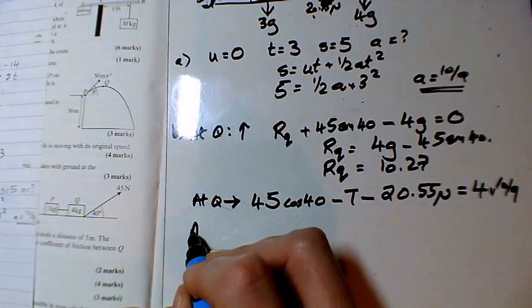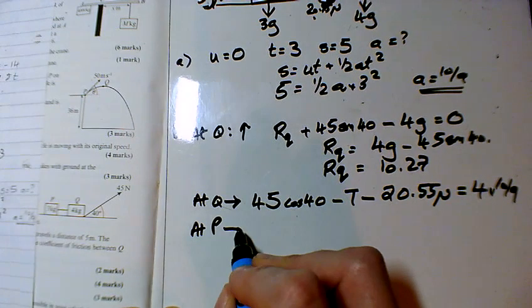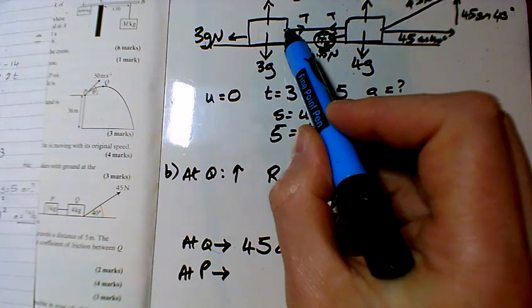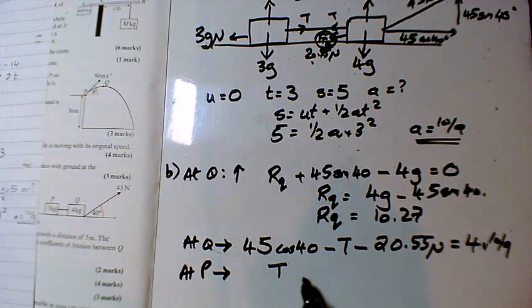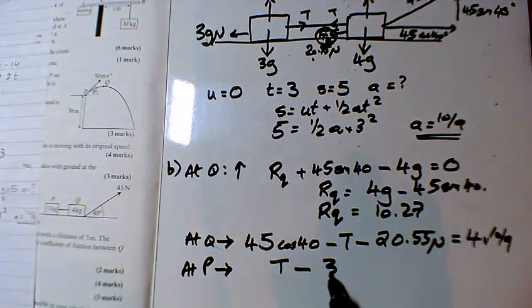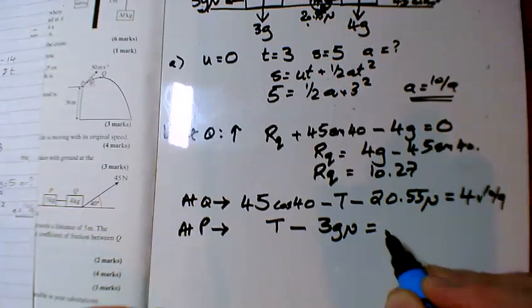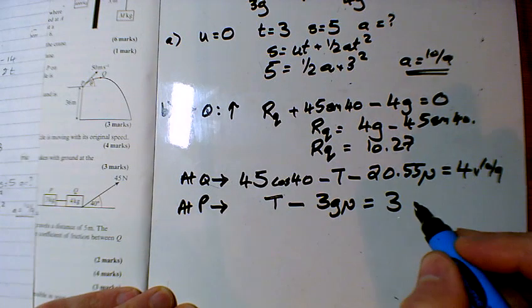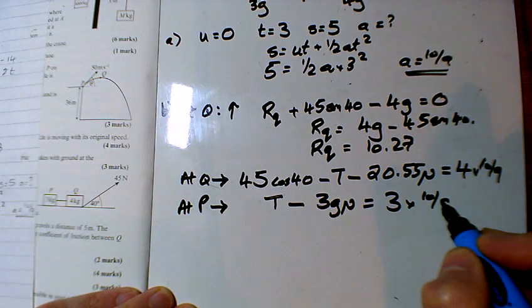Let's do the same thing at P. What's pulling P to the right? Can you go back up again? P, the only thing pulling it to the right is the T. T, take away that bit of friction there, equals the mass times acceleration again, 3 times by 10 over 9.